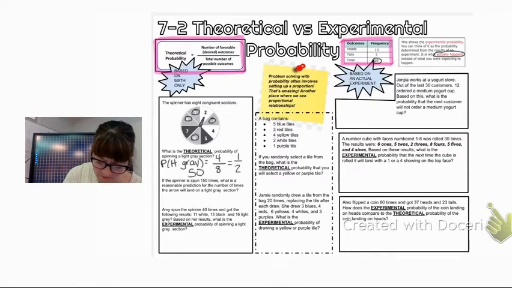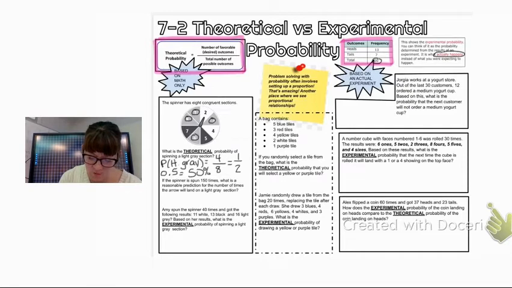Or we could say 50%. We could even just put it as a decimal, 0.5. All of those, so 1/2, 5/10, 50%, those are all talking about the same value. Those are all the probability, the theoretical probability that we would spin a light gray section on that spinner.